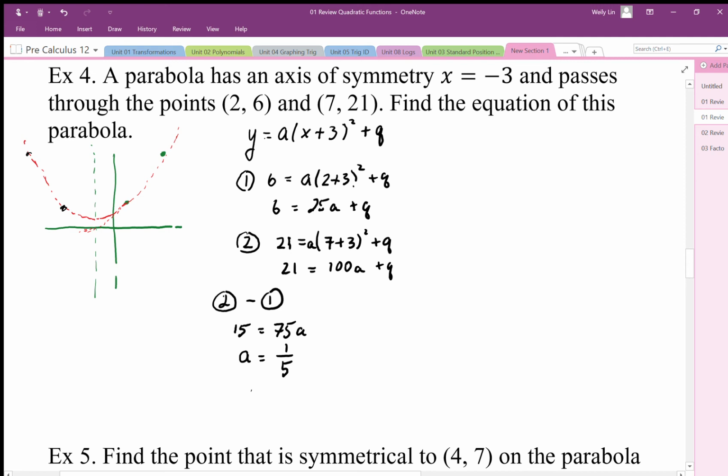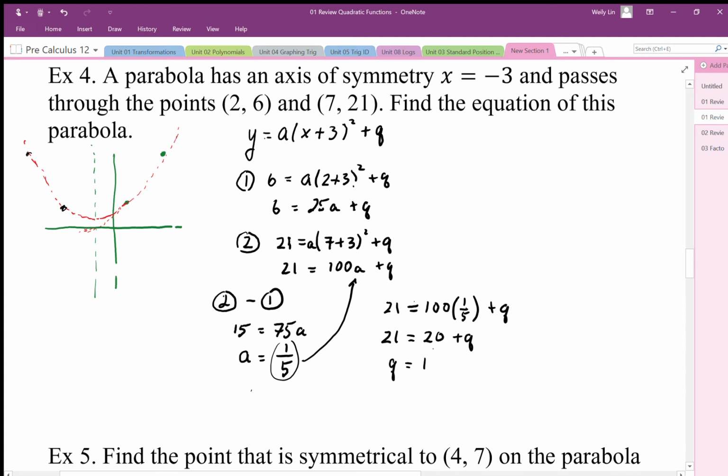I've got a value. I still need to solve for q, so I'm going to plug it back into one of the equations. So I'm going to take my a and just plug it in. So I get 21 equals 100 times 1 over 5 plus q. Okay, so this is going to be 21 equals 20 plus q. So I solve for q. q is equal to 1.